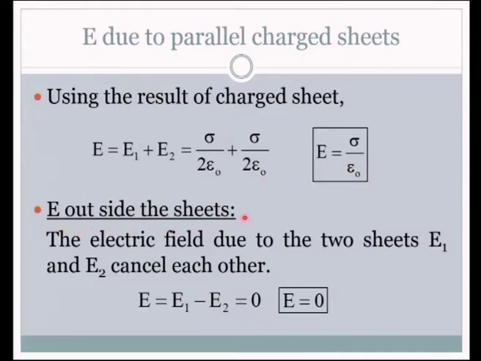And as far as a point outside the sheets is concerned, the electric field is cancelling each other, because E1 and E2 are same, but they are opposing each other, it becomes 0. So, electric field outside the two parallel sheets is 0, that means the electric field is not there. So, the electric field is existing only in between the two sheets. The same is applicable for a point outside, but near the positive plate also, the same way they will get cancelled.